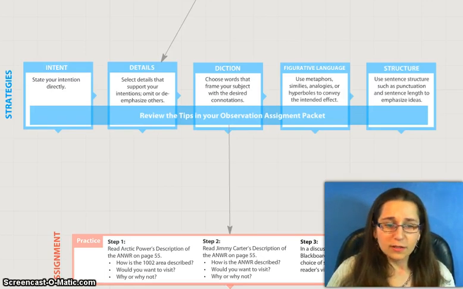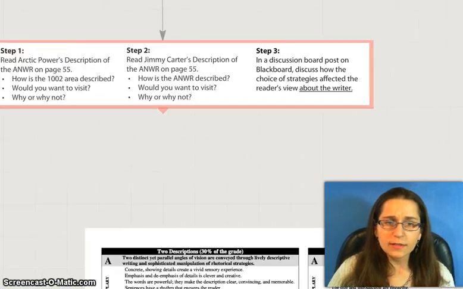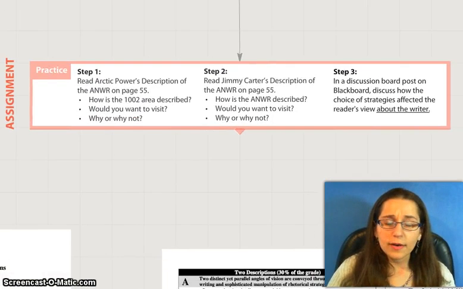So we have just a little bit of the basics, but today's really about application. So let's take a look at an assignment. What I'd like you to do now is open up your Allen and Bacon book to page 55. On page 55, you'll find two different descriptions about a particular scenario.